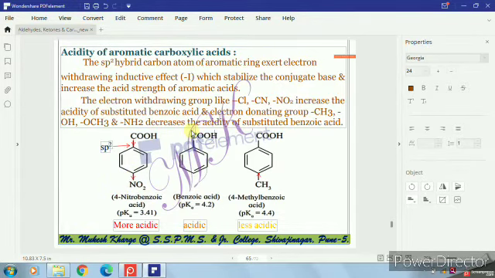So if we attach electron withdrawing groups like Cl, CN, NO2, that increases the acidity of the substituted benzoic acid. But what happens if we attach an electron donating group?